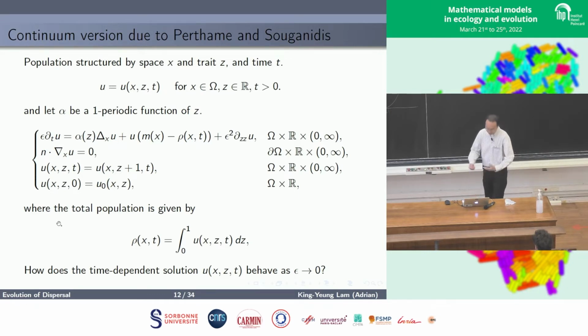Okay, and here the total population burden. So now it is a structured population model with X and Z. Okay, so the total population burden is, we assume competition is local in space. So we integrate at each spatial location the trait variable. So rho is the total population at a certain location X. Okay, and now it is no longer a spatial variable. It is a function of X and T.